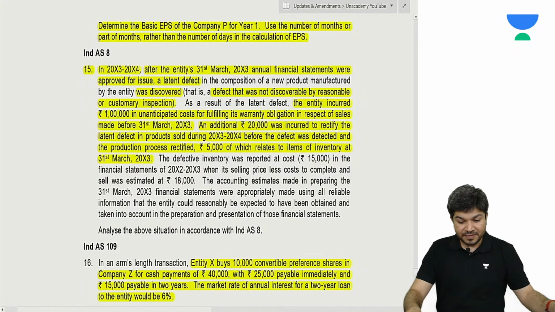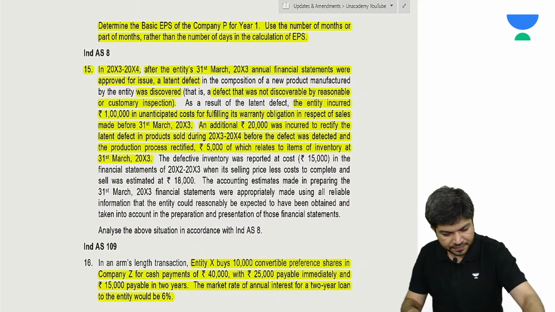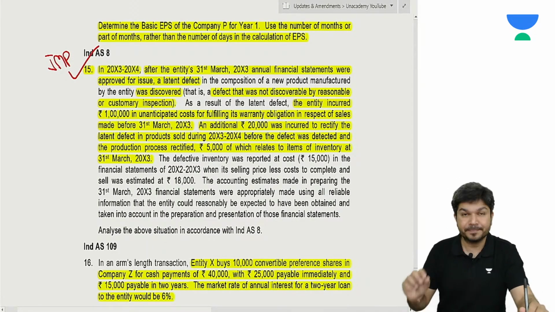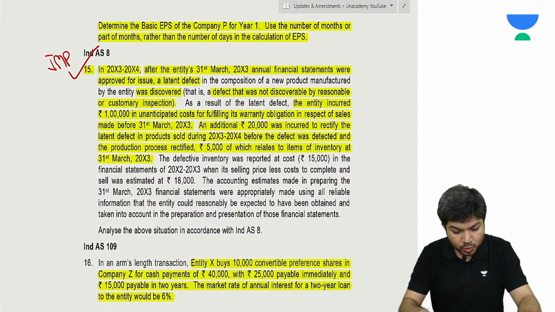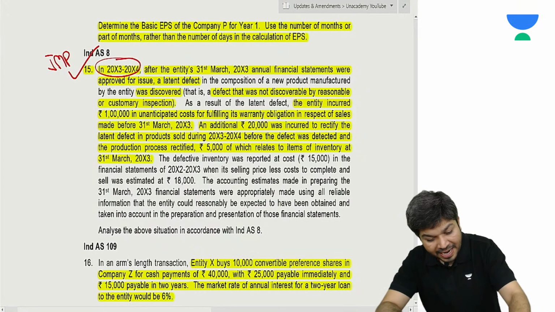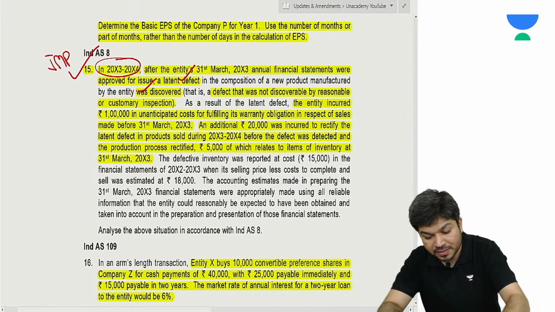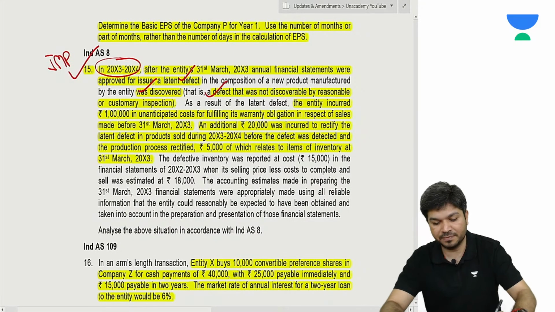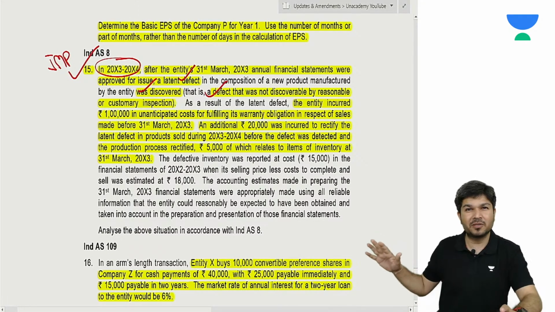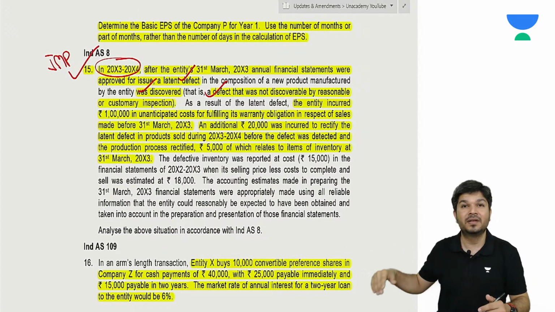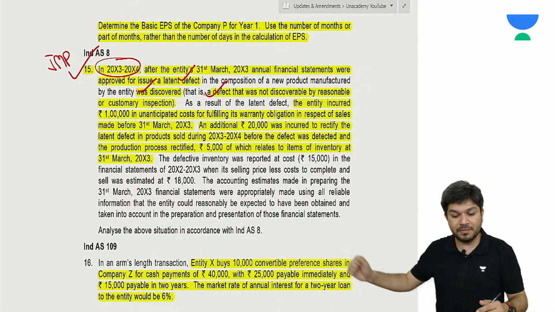Okay, next one, question 15 is also good. It's easy as such, but a good question. Now, pay attention. In 2003-04, after the financials of last year were approved, a defect is discovered. And they've clearly written the defect was not discoverable by reasonable or customary inspection. Even with a proper inspection, that defect could not be discovered on 31st March. Books are also approved. Next year some defect is discovered.